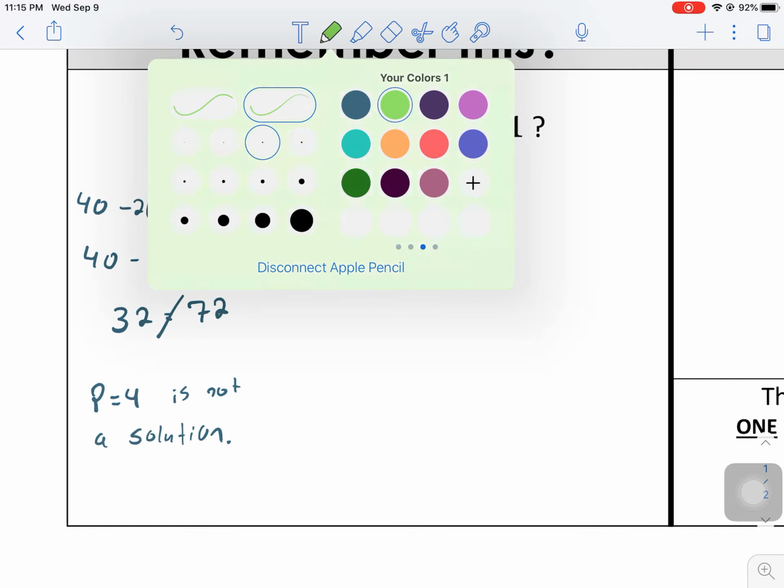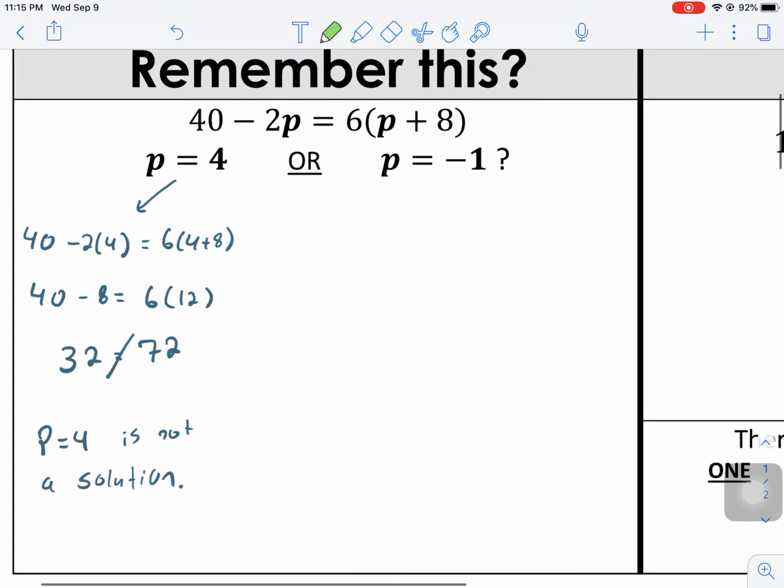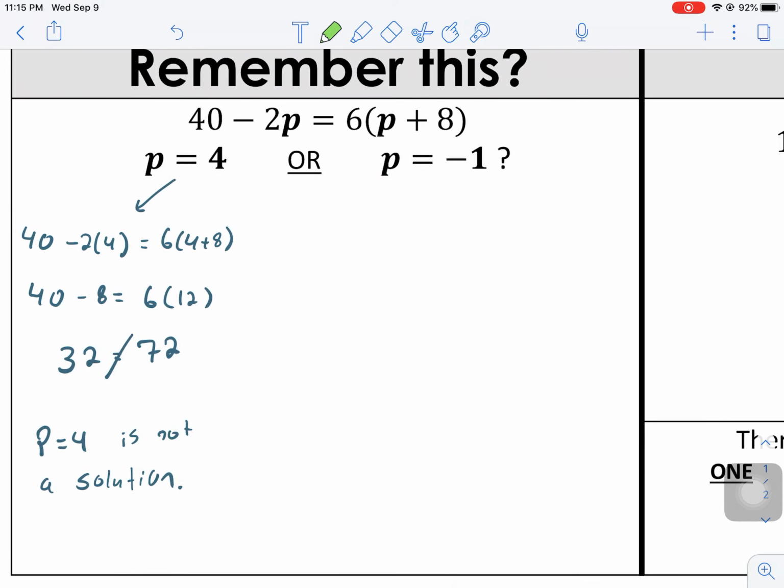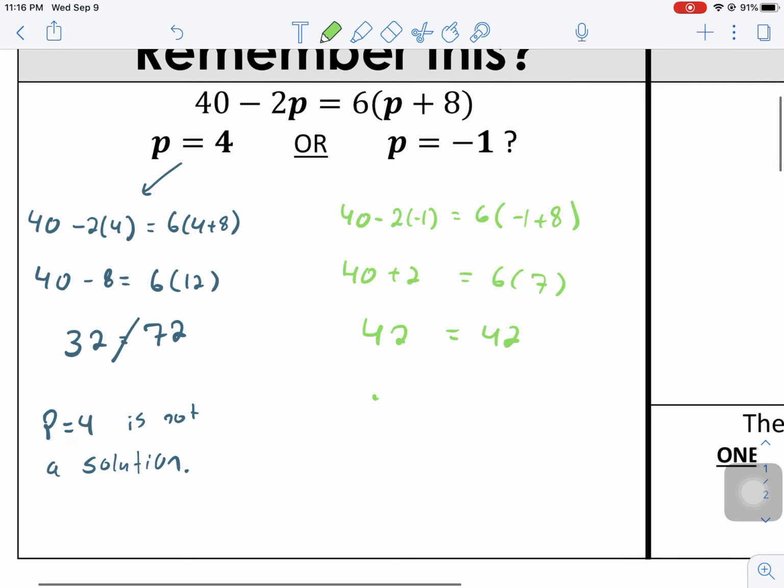Okay. Going through this the other way, p equals negative 1, we just do the same thing. So 40 minus 2 times negative 1 is equal to 6 times negative 1 plus 8. Okay, so that gives us 40 plus 2 is equal to 6 times 7. So that's 42 on the left side, 42 on the right side. So p equals negative 1 is a solution.